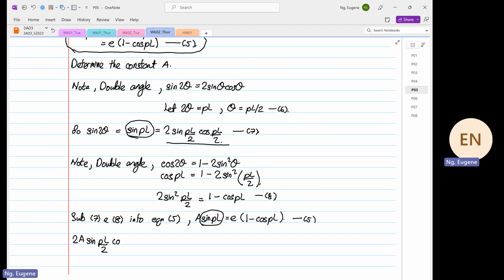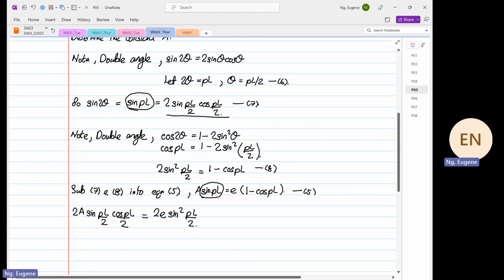cos pL over 2. And then the whole term is equal to, so we know that 1 minus cos pL is 2 sine squared pL over 2. So we have 2E sine squared pL over 2. Okay, so this is what we have.